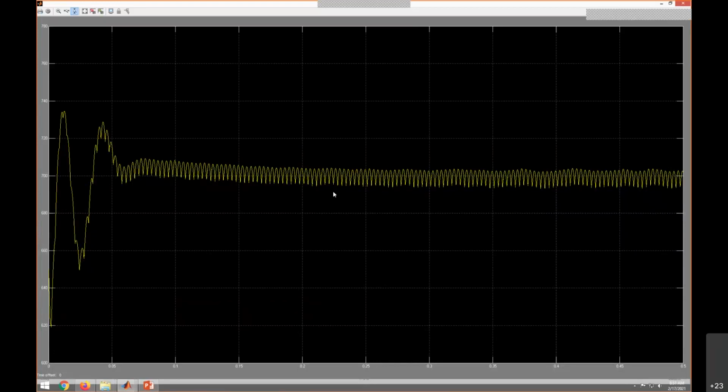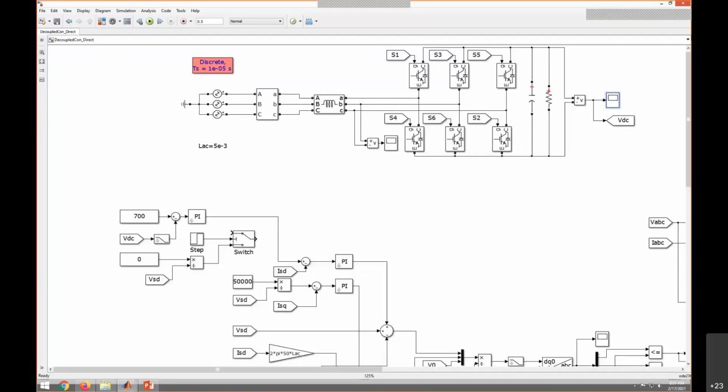So we need to check the steady state error and peak overshoot, and we will tune the Kp and Ki. That's it. For the same thing, I have given 700, right? If you reduce that Ki value, will the steady state error be increased or decreased? So first we will control the peak overshoot, and after that we will control the steady state error.